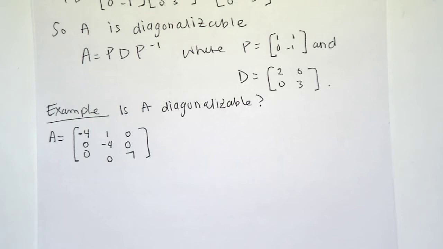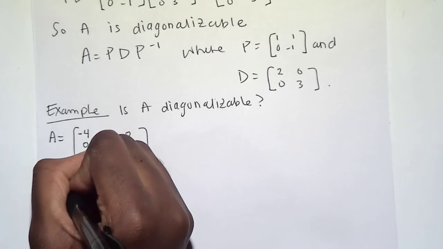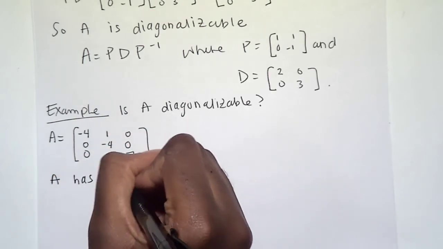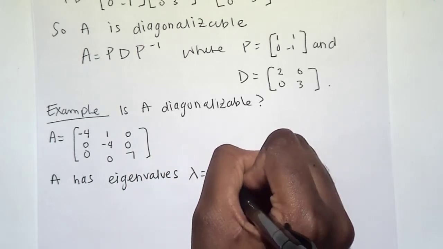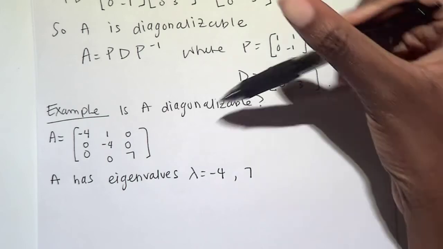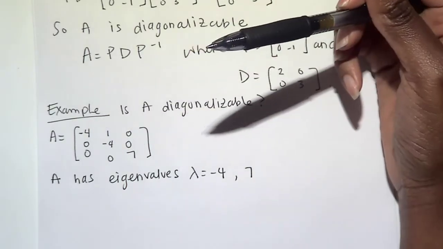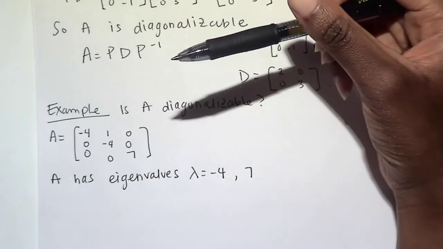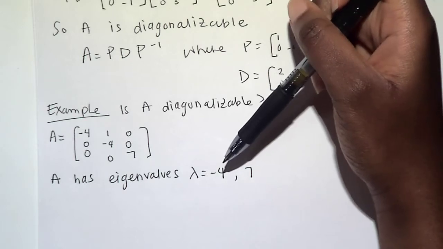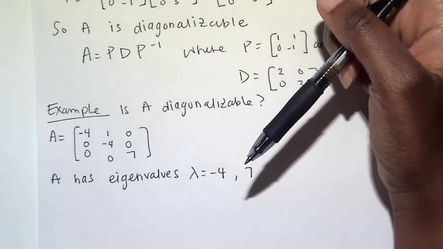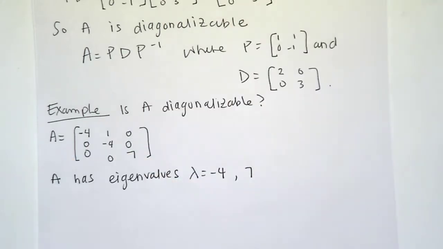Okay, this also is a triangular matrix, so it's easy to find the eigenvalues. Remember, that's our first step. So the eigenvalues are -4 and 7. So A has eigenvalues lambda equals -4 and 7. Even though -4 is listed twice, it's just one number, so you wouldn't list -4 twice. However, it means that the algebraic multiplicity is 2, since we got the -4 twice here.